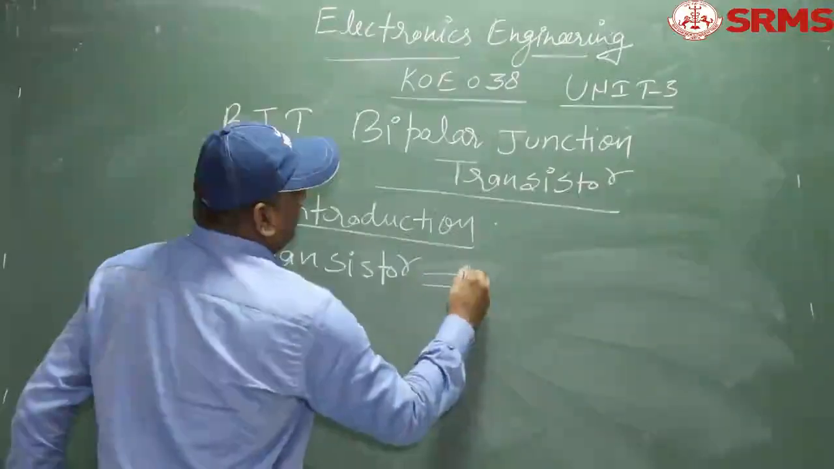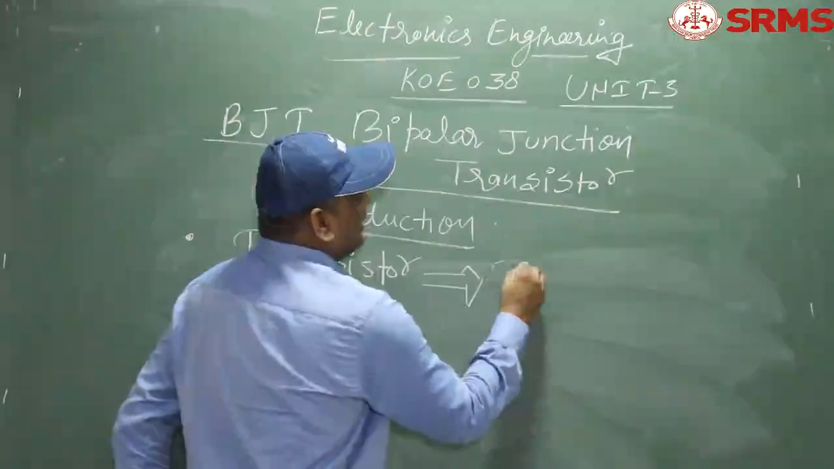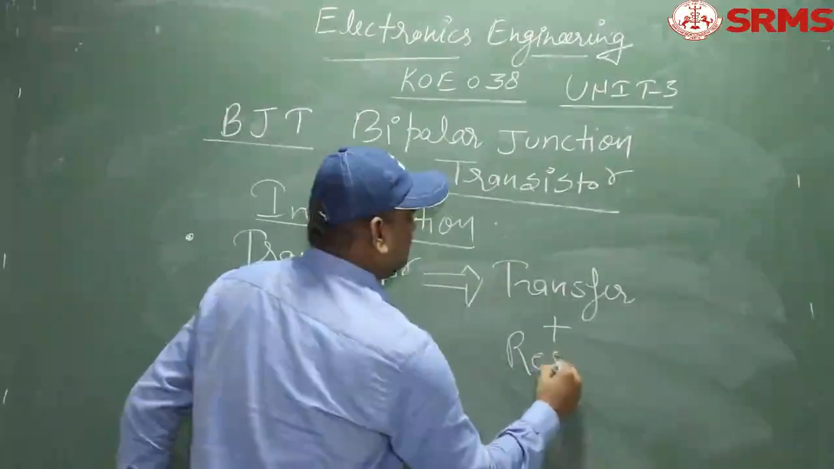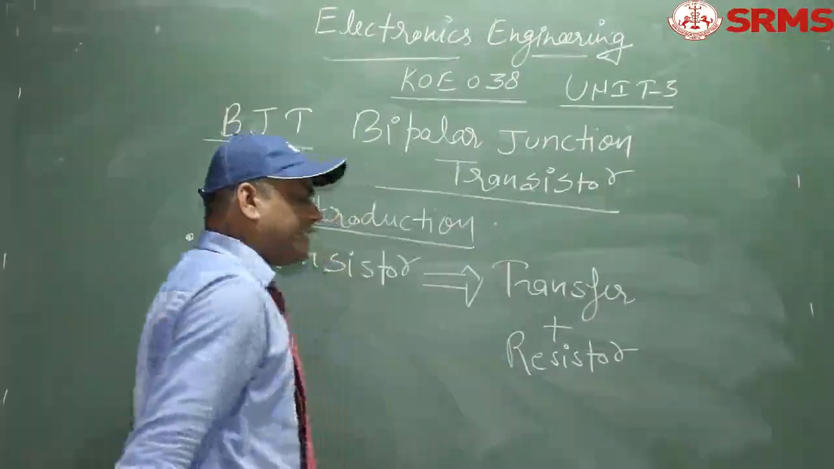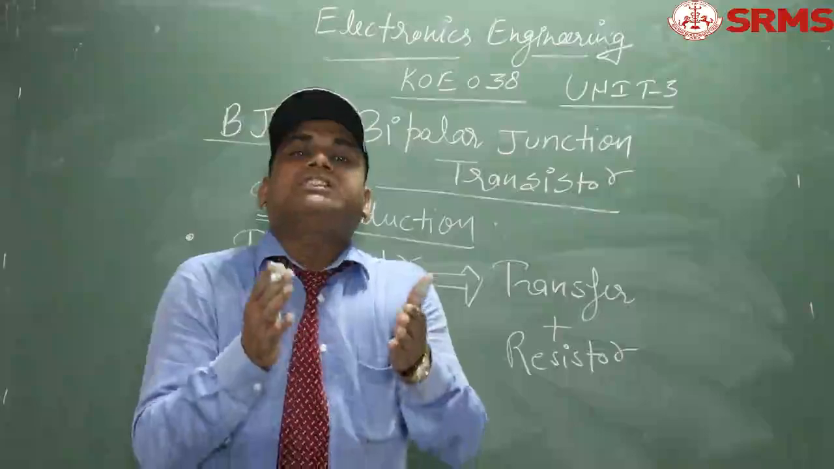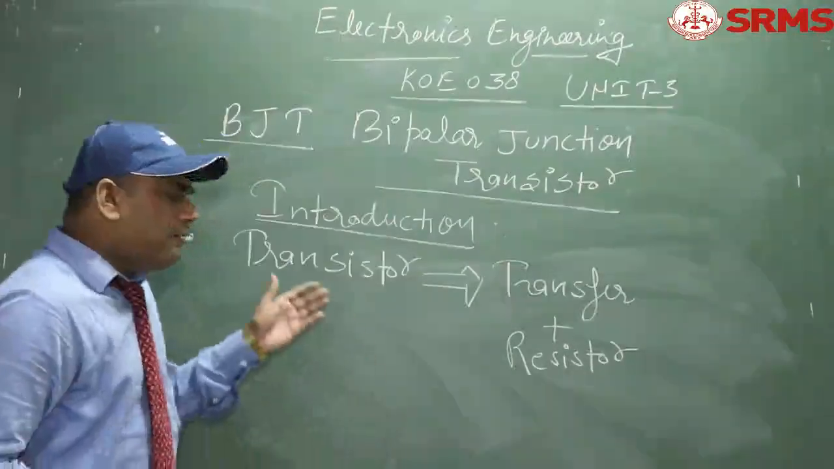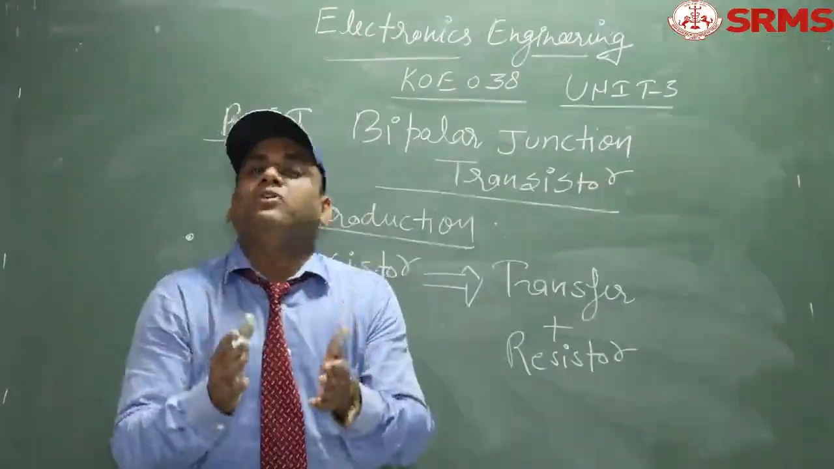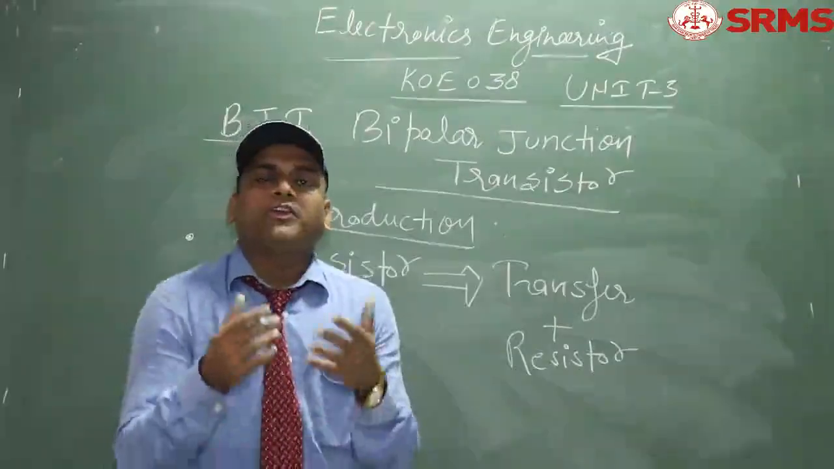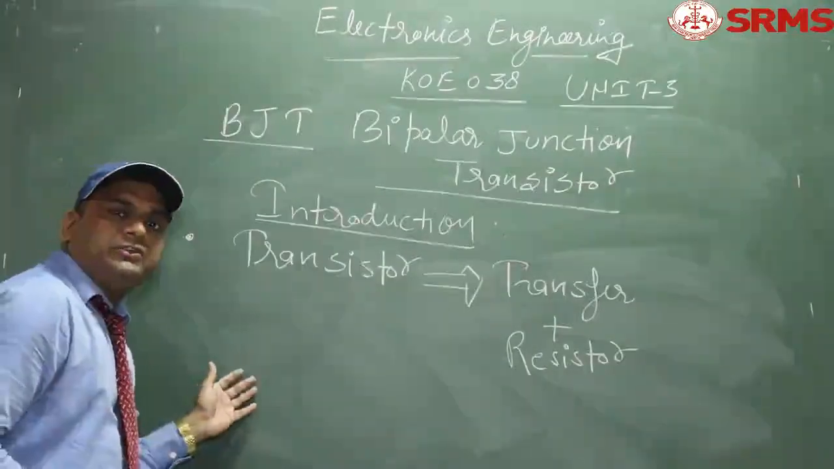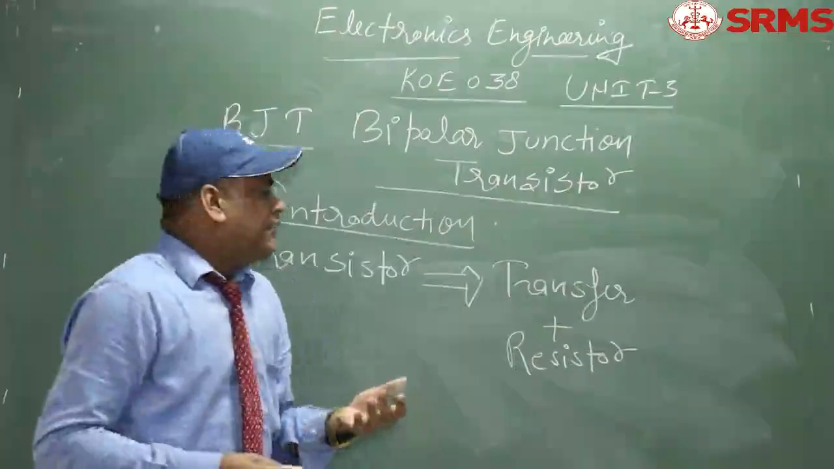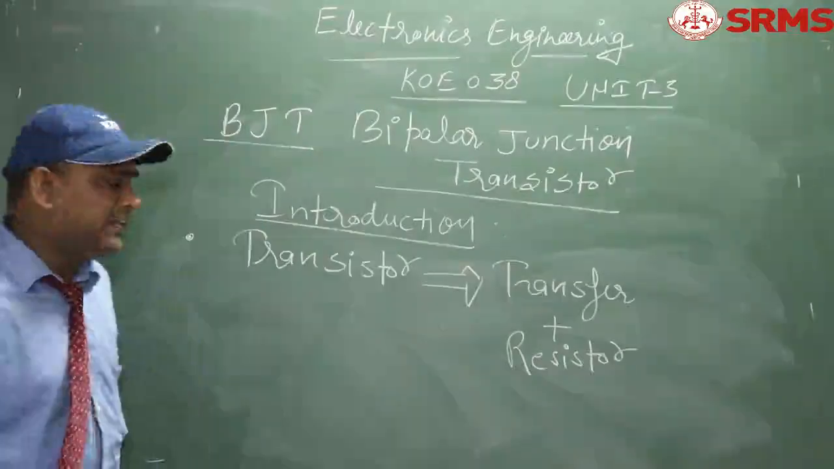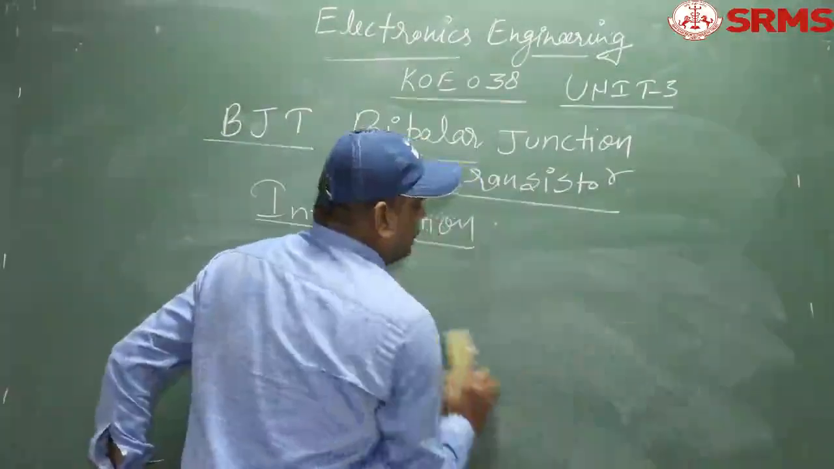It is simply a combination of 2 words, transfer plus resistor. Is that clear? That means the input current is going to be transferred from low resistance to high resistance. I am again repeating, the input current in the bipolar junction transistor is going to be transferred, or you can say flow, from low resistance to high resistance. That is the reason we are using such a specific word, transistor. Transfer plus resistor. So why is it called bipolar junction transistor?